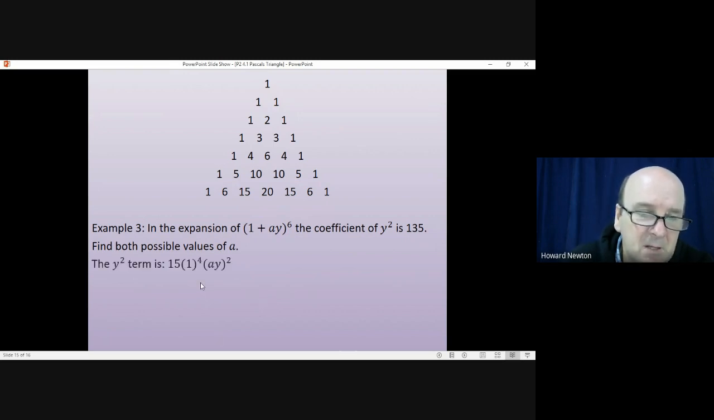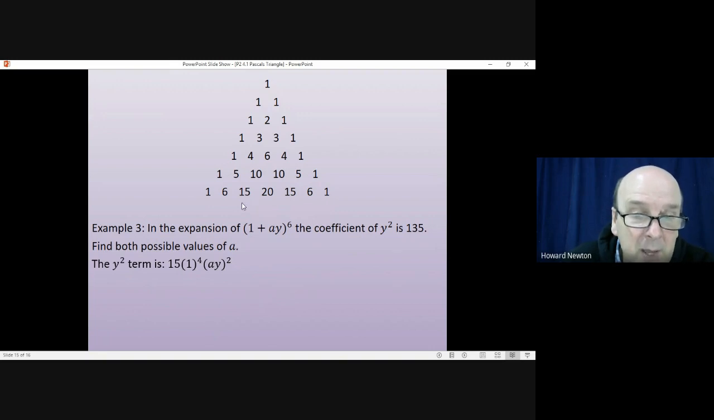Okay, let's have a look. So the y squared term, it's made up of 3 things, and you just need to understand where all those 3 things come from. First of all, we're going to have ay squared, and that'll give us the y squared. The other term is just 1, because we've only got 1 here, to the power of 4. And you know it's 4 because these 2 numbers, the 4 and the 2, always have to add together to give you that power. So 4 plus 2 gives us the 6. And then the 15 comes from the 15 here.